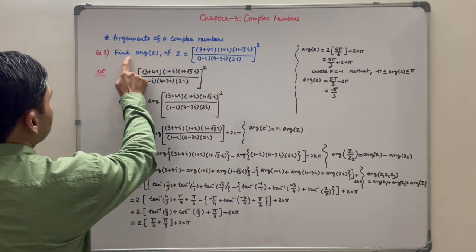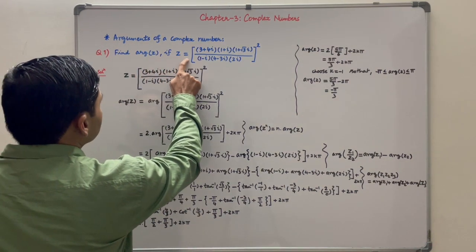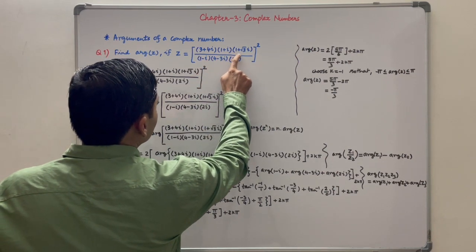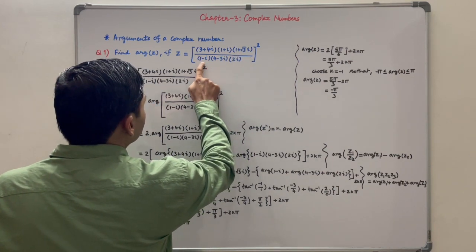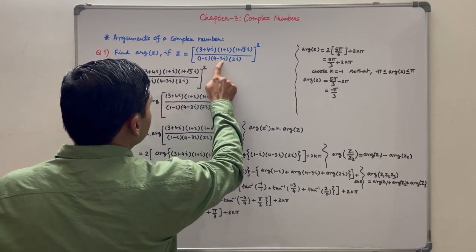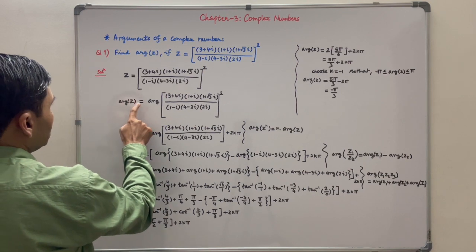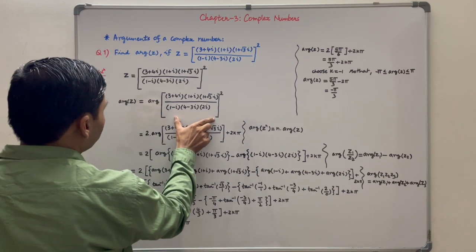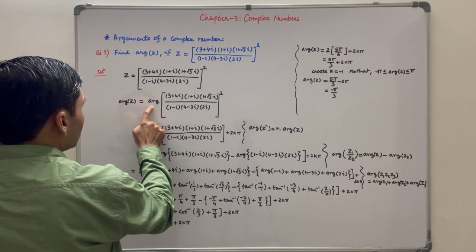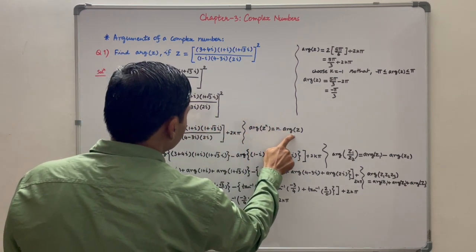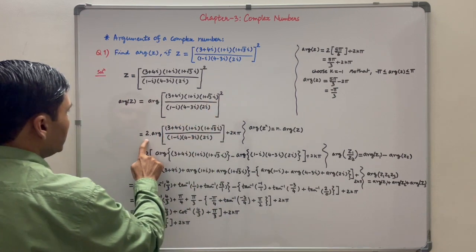Now let us see a couple of questions based on properties of arguments. First question, find argument of z if z is equal to (3 plus 4i) into (1 plus i) into (1 plus root 3i) upon (1 minus i) into (4 minus 3i) into 2i, whole square. Argument of z is equal to argument of this whole. This is in the form argument of z to power n, which is equal to n times argument of z. So 2 will come here.